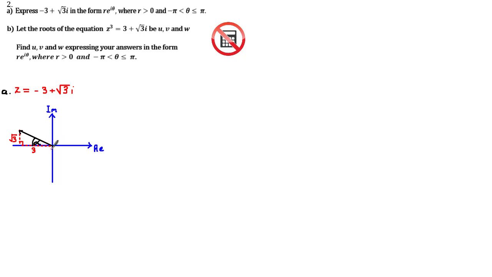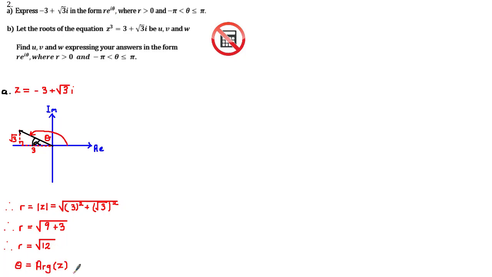So from the diagram, we can see that we can find r, which would be the length of this line, using Pythagoras. And therefore r, which is also the same as the modulus of z, is equal to 3 squared plus the square root of 3 squared, all square rooted. This is equal to the square root of 9 plus 3, and therefore r is equal to the square root of 12. Theta is equal to the argument of z, which is an angle between negative pi and pi radians. And on the Argand diagram, theta would be this angle here.